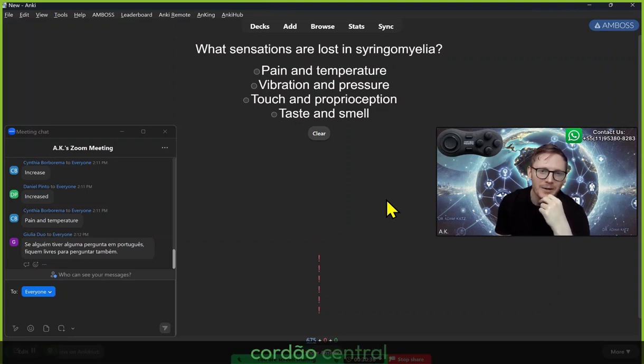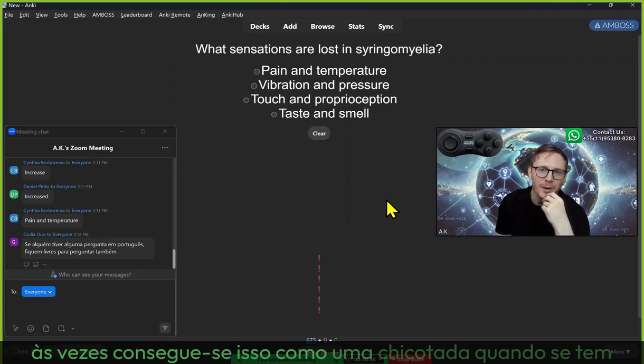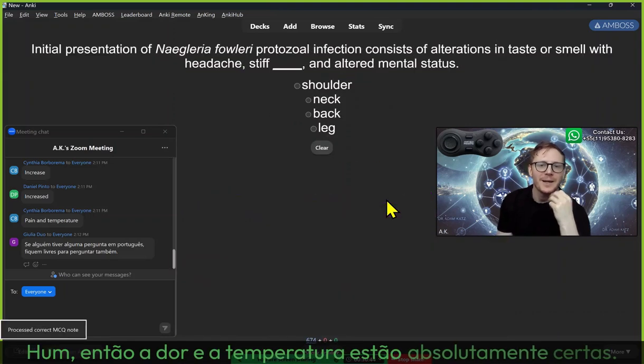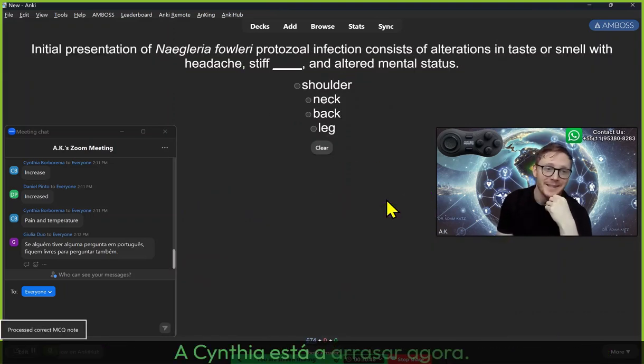So syringomyelia is central cord. Sometimes you get this from whiplash when you have spondylotic changes in your spine, which is basically osteomyelitis of the spine. So pain and temperature is absolutely right. That's great. Cynthia's killing it right now.